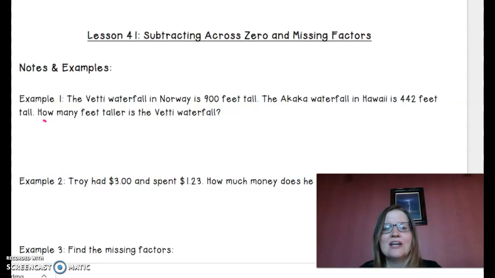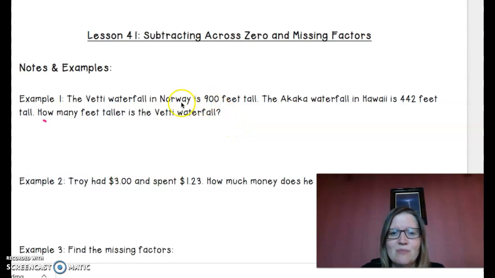Hi, today we're talking about lesson 41, which is subtracting across zeros, and we're going to also talk about missing factors. First off, we are going to be talking about subtracting when we have a lot of zeros. This happens a lot, and so you need to be prepared on what to do.